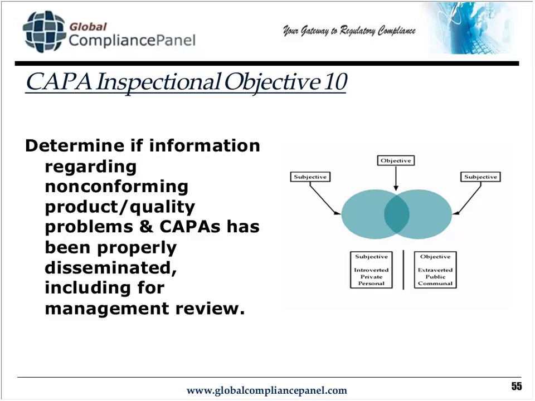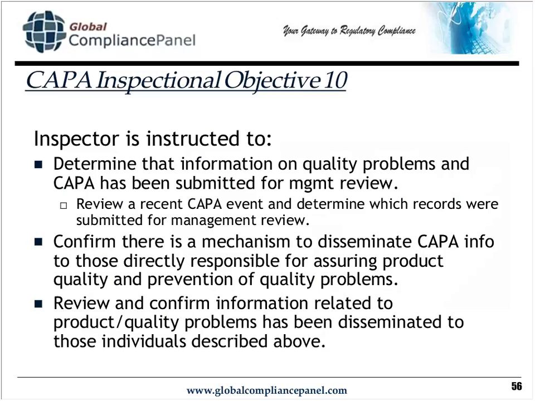Importantly, Inspection Objective 10 talks about dissemination. Who knows that the CAPAs have happened, and to what extent do they know this? The inspector is going to look at your management review, and before this, they're going to look at a recent CAPA event, and they're going to see what records were submitted for management review. Inspectors know that your president and CEO and CFO aren't interested in knowing the nuts and bolts of the corrective action that you recently implemented. However, they need to know something.